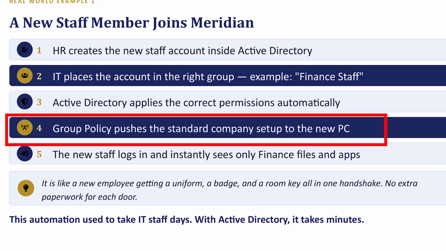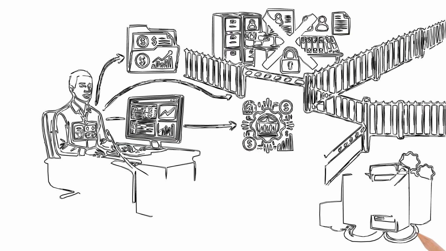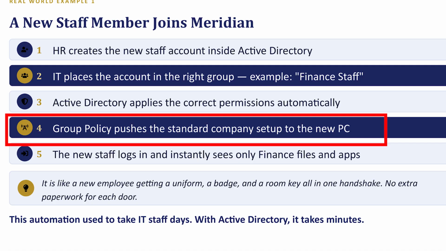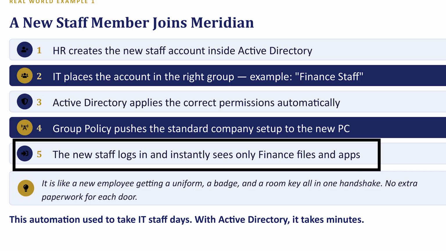In step 4, group policy pushes the standard company setup to the new computer. So the computer can receive the organization's required configuration. The configuration that has been set up already can be pushed to this new computer without much effort. Okay. Step 5. The employee logs in and sees the finance files and applications they are supposed to use.